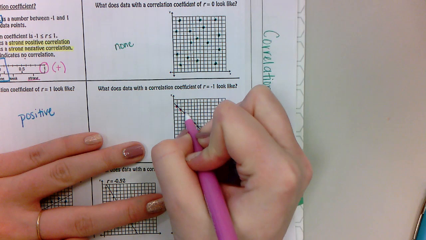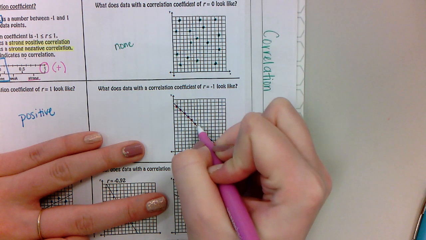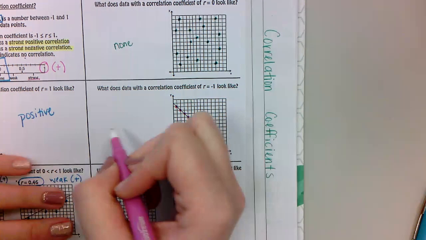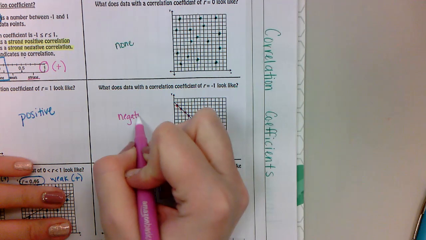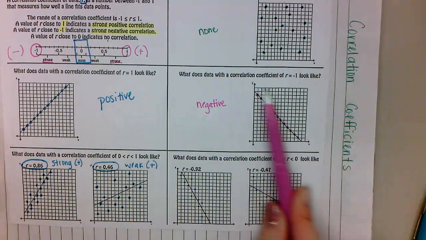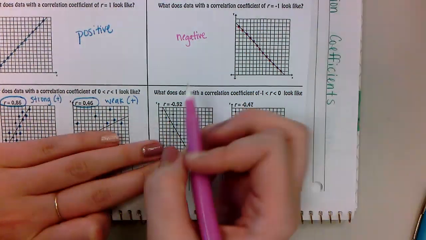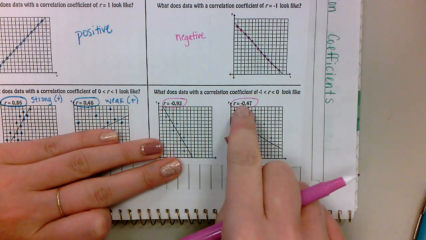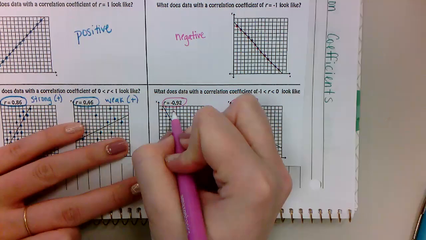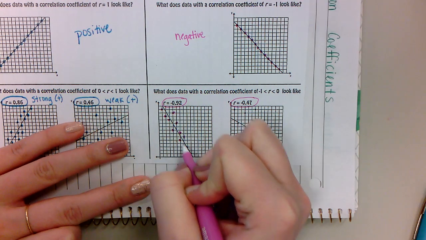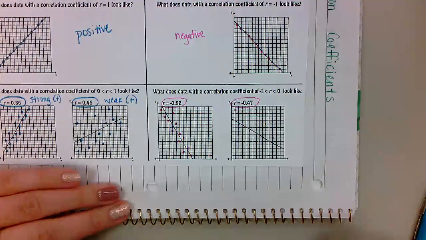Negative. So what does a correlation coefficient of R equals -1 look like? That is a super strong negative. They're all on the line, just like this example. However, from left to right, this line is going down, so that's negative. And then here's two more examples of negative coefficients. So -0.92 and -0.47. So for -0.92, as you can see, these points are not all on the line, but they are very, very close to the line.